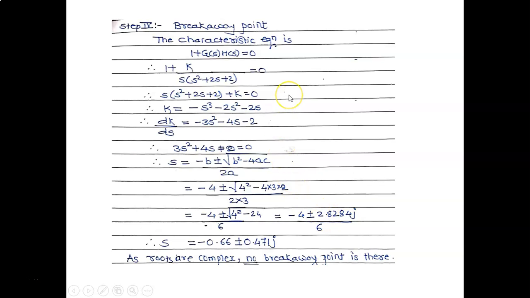Now next step, calculation of breakaway point. The characteristic equation is 1 plus GH(s) is equal to 0. Substitute the value of GH(s), that is 1 plus k divided by s into bracket s square plus 2s plus 2 is equal to 0. Therefore s into bracket s square plus 2s plus 2 plus k is equal to 0. Therefore k is equal to minus s cube minus 2s square minus 2s.